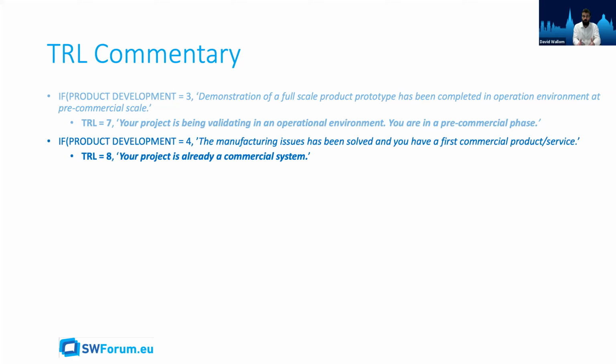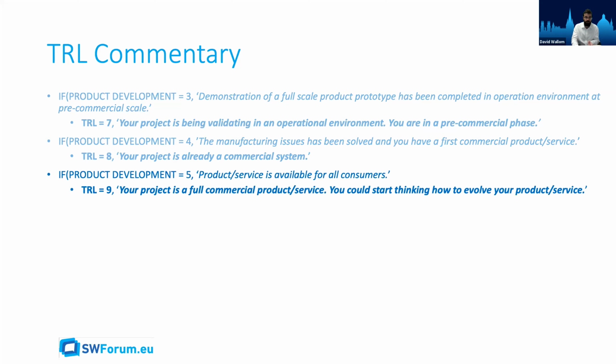TRL level 8, by definition, you are a commercially available system at that point. And at level 9, you're fully out there in the market, you're a commercial product or service, but actually don't stand still. Think about how you're going to evolve it and improve it so that your customer base may broaden, or your user community may see different ways they can use the existing service in new manners. So that's the commentary that we give you as a person that's completed an assessment for TRL.